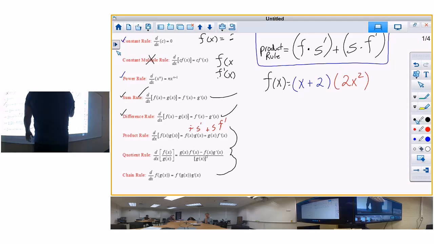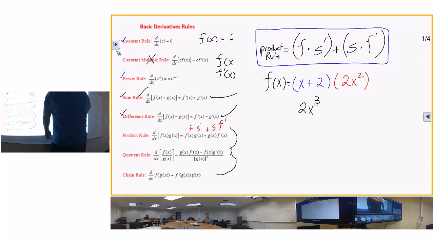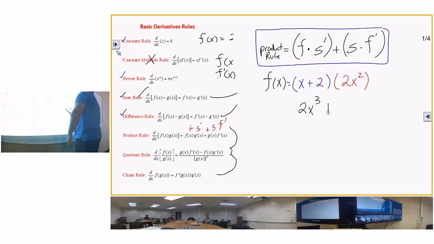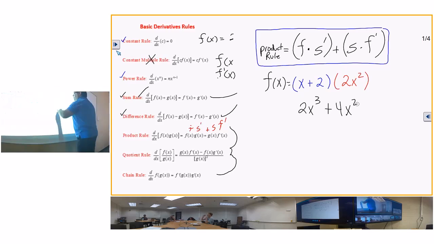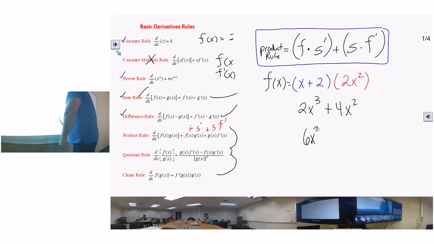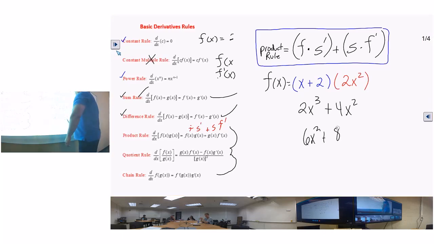So 2x squared is what? 2x times x is what? 2x to the third, Hubert. And 2x squared times 2 is what? 4x squared. What's the derivative of that first term? And what's the derivative of the second term? It's a miracle.